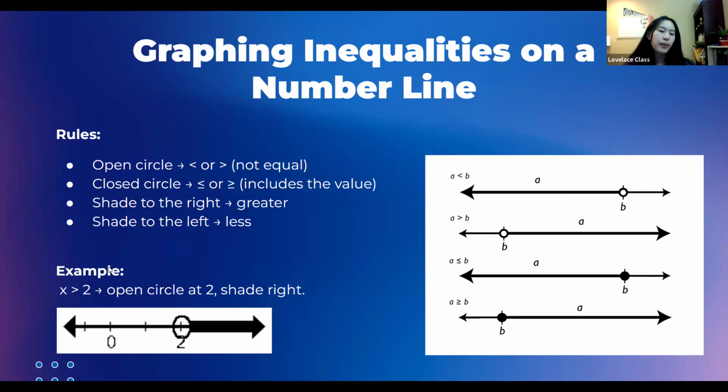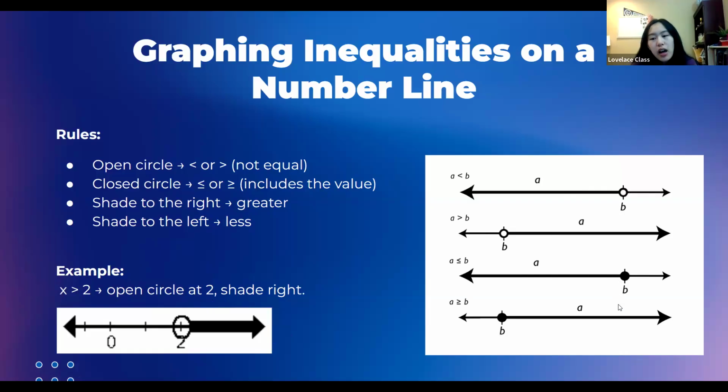So let's look at this example. x is greater than 2. Since we see that it's strictly greater, there's no equal sign here, that means it's an open circle. So you can draw an open circle at 2, and then you can shade it to the right because it's greater. You draw that arrow to the right. And on the left, I just have this in variable form.